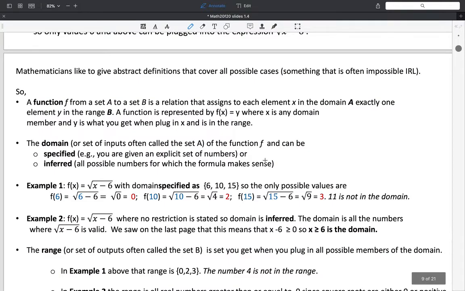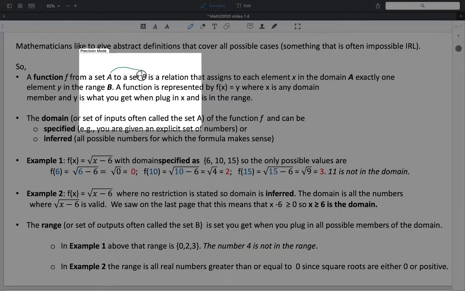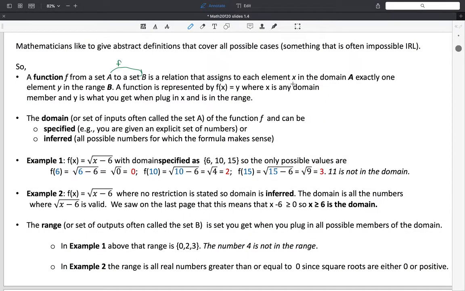Okay. So this is kind of a review, and also just a way to summarize things. We've already talked about the definition of a function. A function goes from a set A to B. One way to visualize that is that f takes a number from A to B, and it assigns an element in x to exactly one element in y. In other words, it can't have two answers, only one answer. The function is represented by this notation, where x is any domain member and y is what you get when you plug in x from the domain.